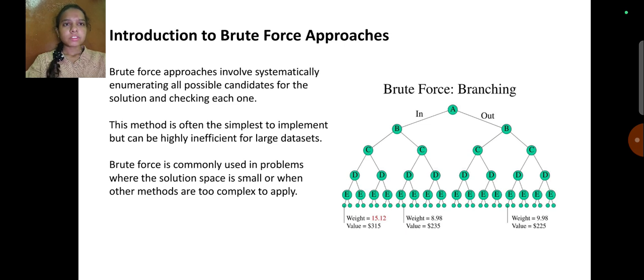Brute force approaches involve systematically enumerating all possible candidates for the solution and checking each one. This method is often the simplest to implement but can be highly inefficient for larger data sets. Brute force is commonly used in problems where the solution space is small or when other methods are too complex to apply. And you can see the brute force branching, that is input and output.